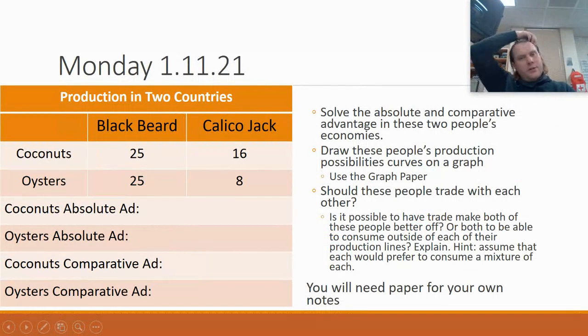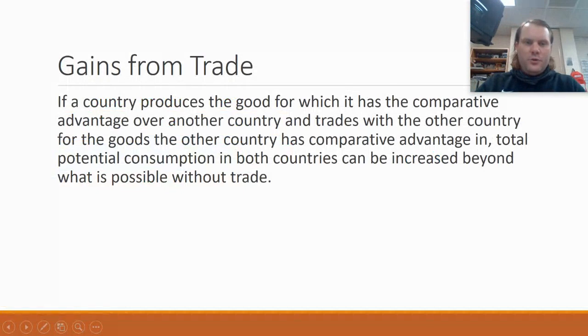The next main question is, okay, I asked you to draw these people's production possibility curves on a graph. You don't have graph paper at home. Maybe you do. Not a big deal. I'll show you that in a second. Then we're going to say, okay, is it possible for these two to benefit if they trade? Okay, so let's first of all kind of review here.